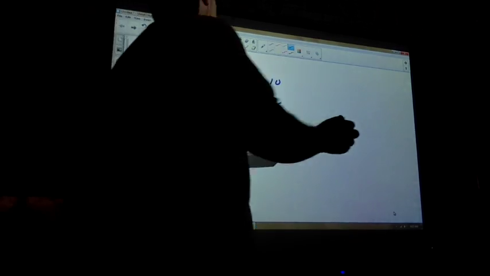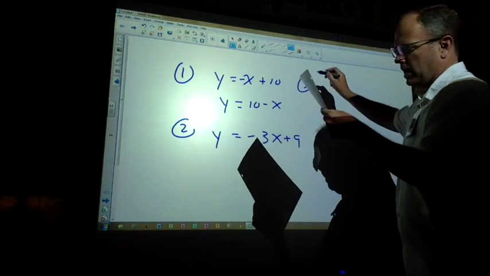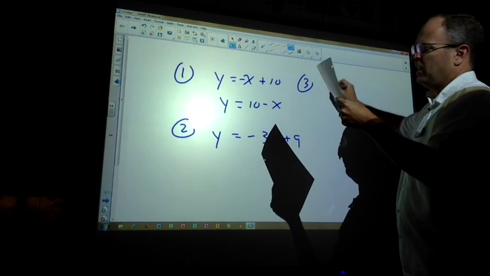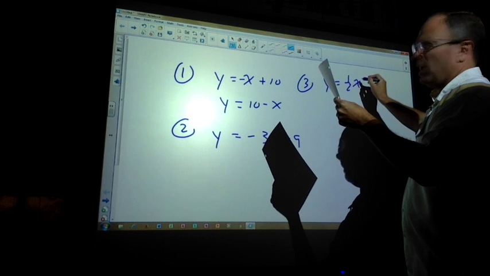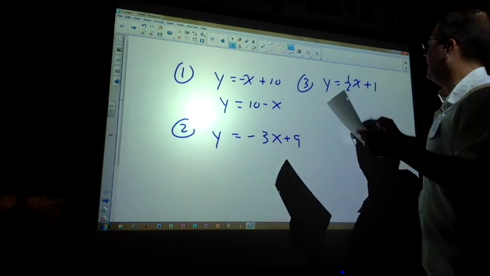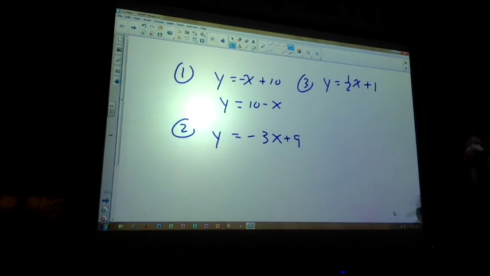Okay, problem number 3. I think it's going to be y equals half x plus 1. Is that it? Yeah. And remember that when I said the best way to do it is distribute first. To distribute you got half x, and then half of negative 6 is negative 3, and then you add 1.